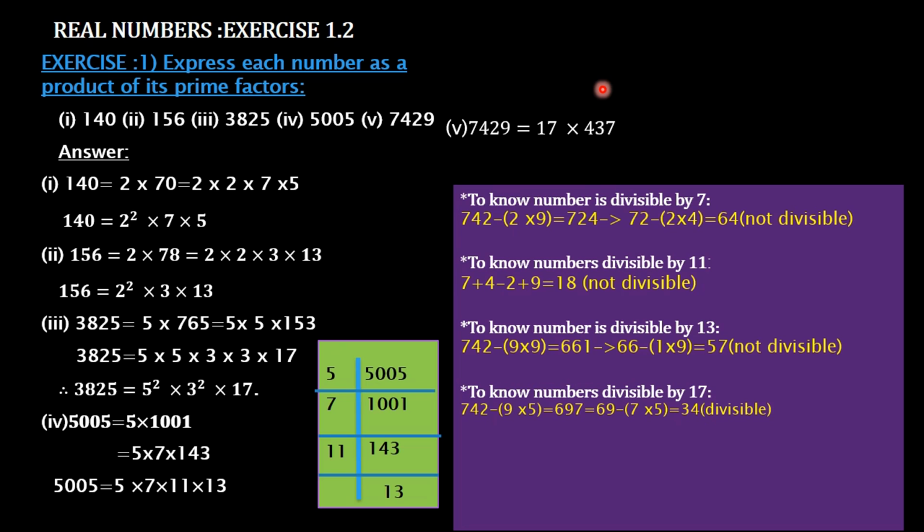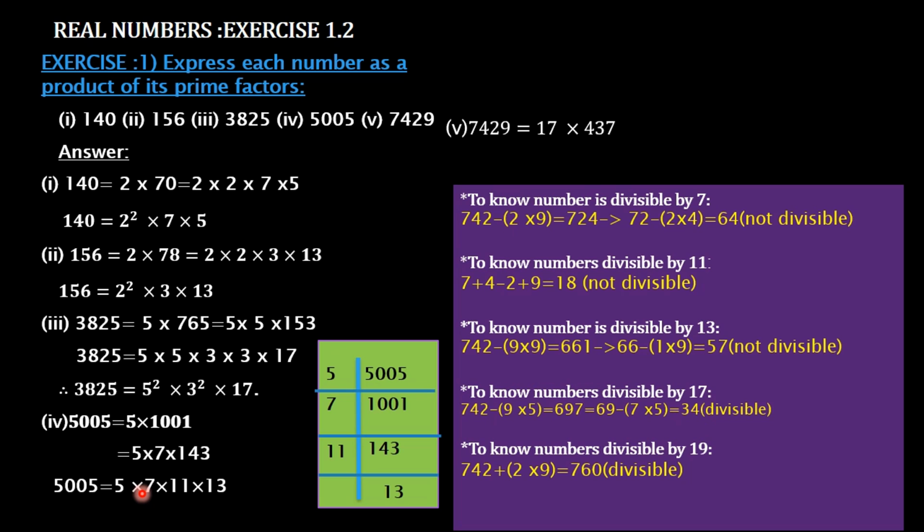For the next check, what we have to do, that is 19, we have to multiply the last digit by 2 and add it to the rest. That is the divisibility check for 19. Okay. That is 742 plus 18, 9 into 2 is 18, that is 760. 760 is divisible by 19.